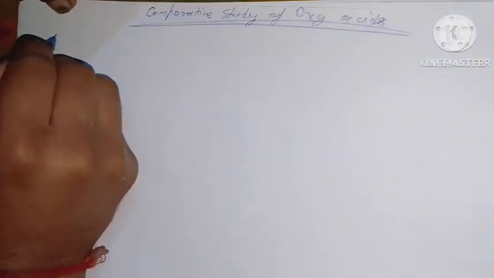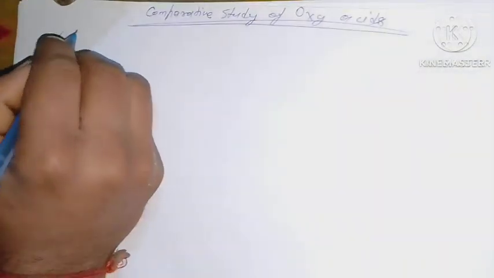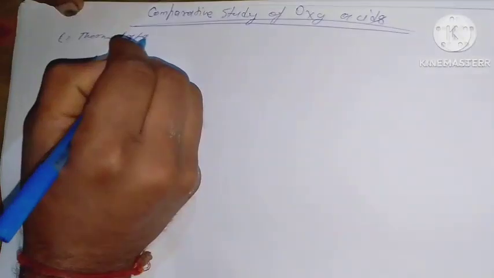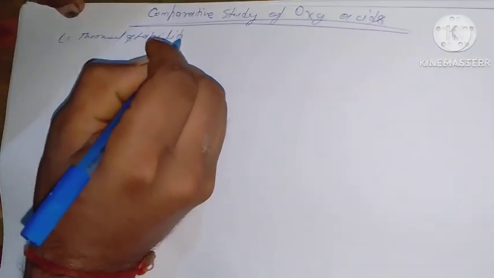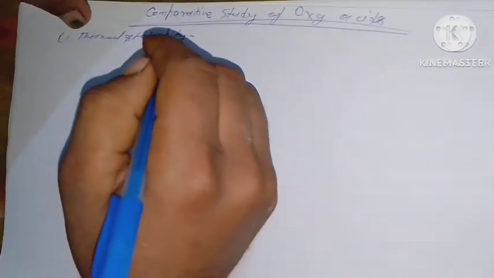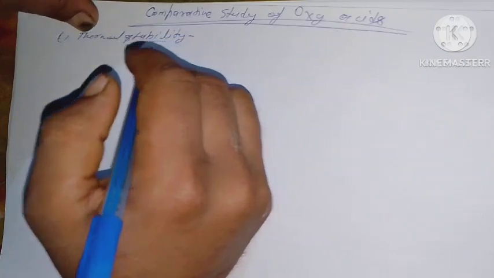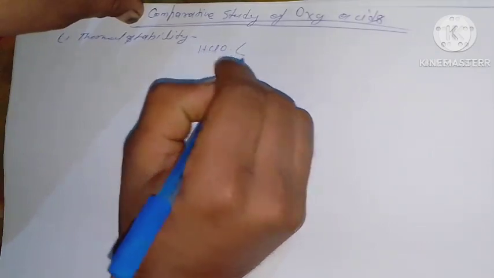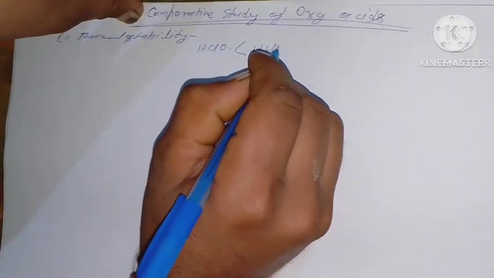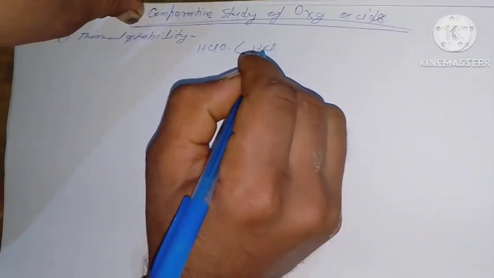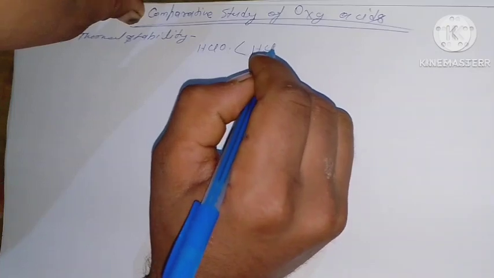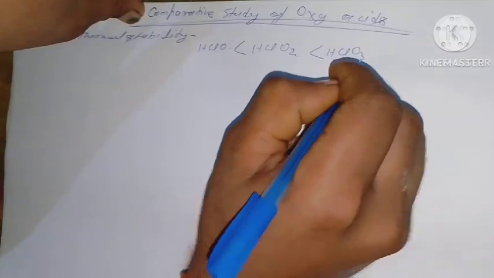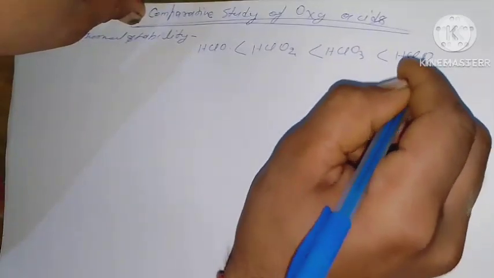Okay. First point, thermal stability. The stability of oxy acids of chlorine increases in the following order: HClO is less than HClO2 is less than HClO3 is less than HClO4.